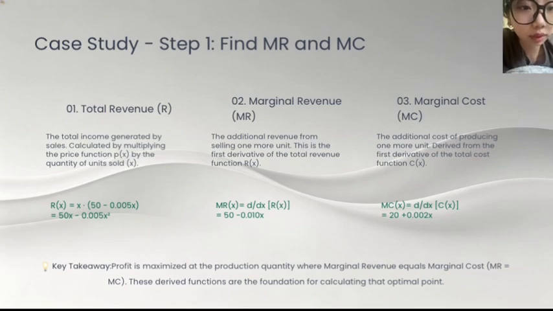Third, marginal cost, short for MC. It is the actual money to make one more product. We get MC by taking the first derivative of total cost. All calculation steps are shown on the slide. The key point at the bottom tells us the maximum profit appears when MR equals MC. These two functions help us find the best product number.